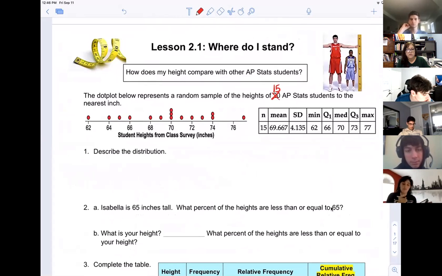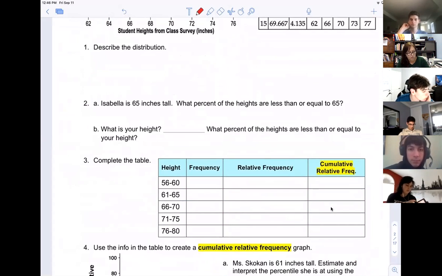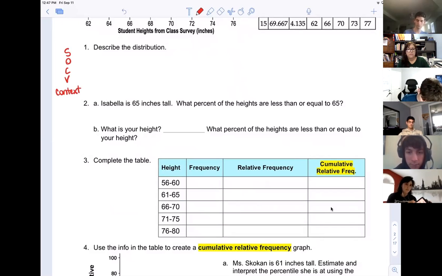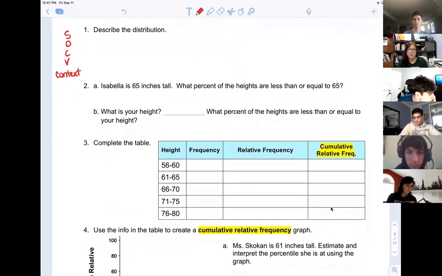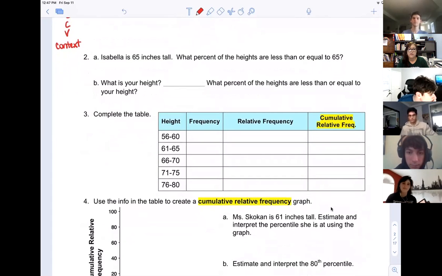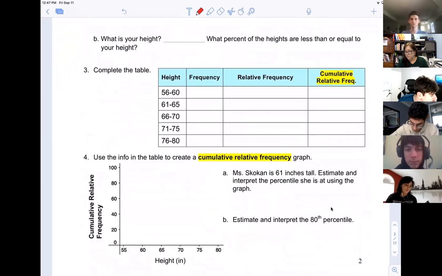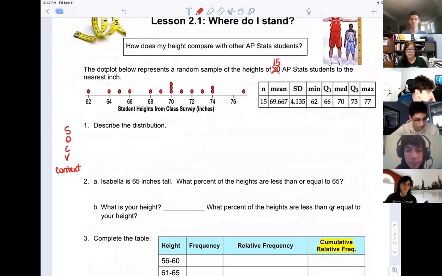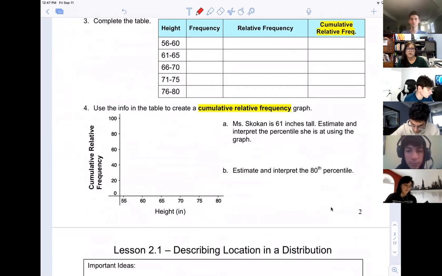It says, describe the distribution. When you do that, you're looking at your TPSU6e, okay? You want to make sure that you describe things in context, meaning explain what it is. Don't just use numbers without explaining. Next we have some information about Isabella that we didn't know before. We know Isabella's height, and you're going to answer part B based on your own personal height. Then you're going to complete the table based on the information in the dot plot. And last of all, you're going to create the cumulative relative frequency graphs.